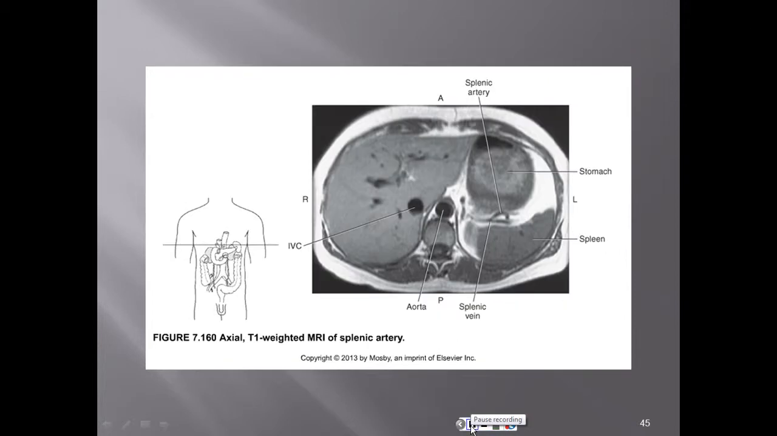Axial T1 weighted MRI of the splenic artery. The splenic artery is the largest branch of the celiac trunk and passes to the left behind the stomach and along the upper border of the pancreas within the splenorenal ligament to the hilum of the spleen. At the point where the splenic artery courses near the border of the pancreas, it gives off numerous pancreatic branches, including the dorsal, great, and caudal pancreatic arteries that supply the body and tail of the pancreas.